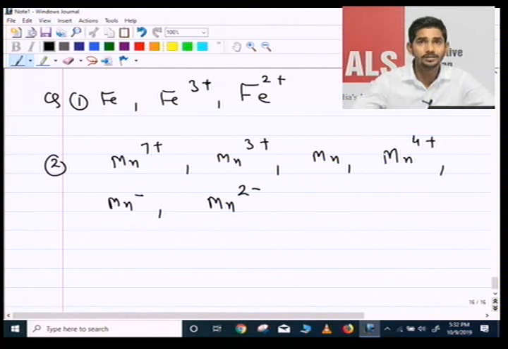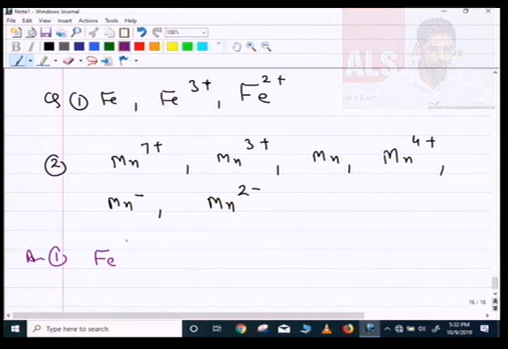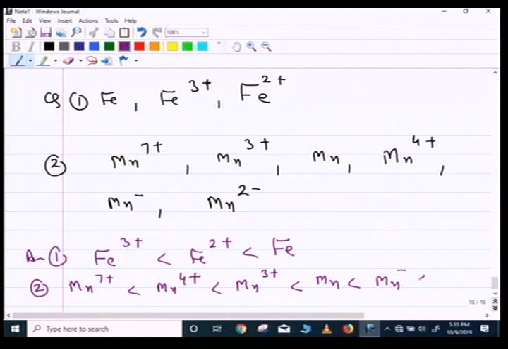Okay. So guys, let's discuss this question. Please check your answer. One second, I'm writing the answer here first. The order was increasing, so this should be the right answer. Okay, for number 2, Mn7+ will have the least size, then Mn4+, Mn3+, Mn-, and Mn2-.